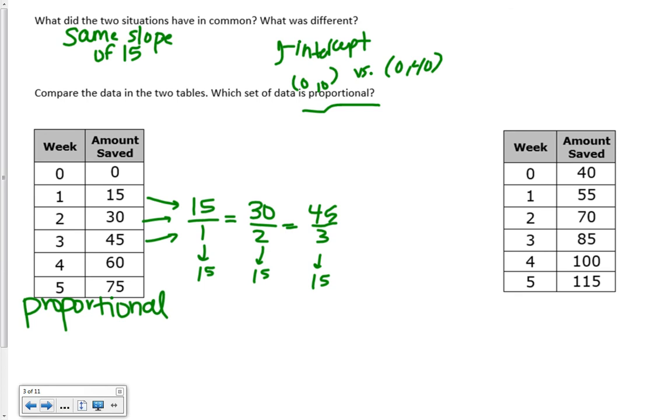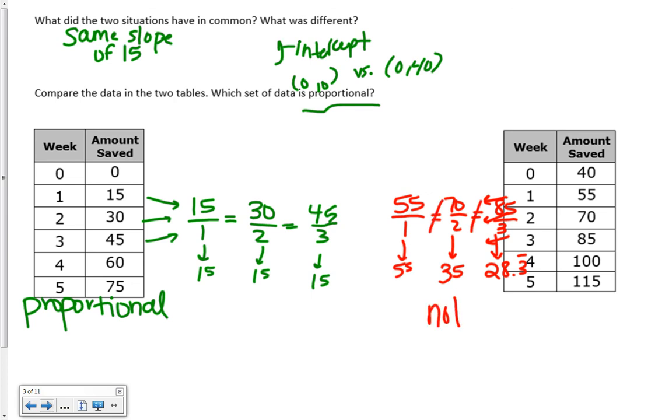Okay, if I look at my right-hand side over here, and I try Bobby's data, and I take each one of these, let's say we put 55 over 1, then we try to set it equal to 70 over 2. We try to set that equal to 85 over 3. Well, this simplifies to 55. This simplifies to 35. This simplifies to, what, 28.3 repeating. These are not equal, right? This is not proportional.